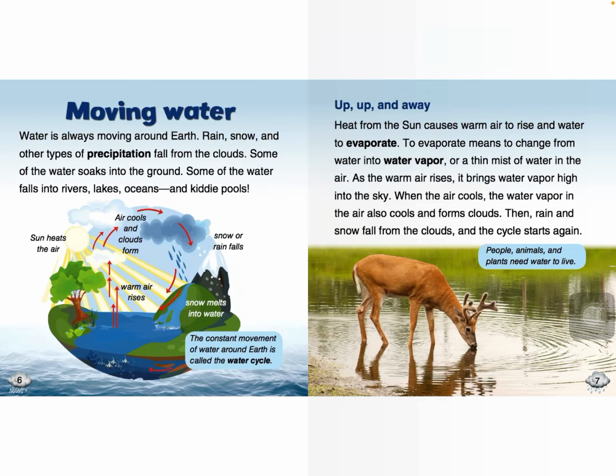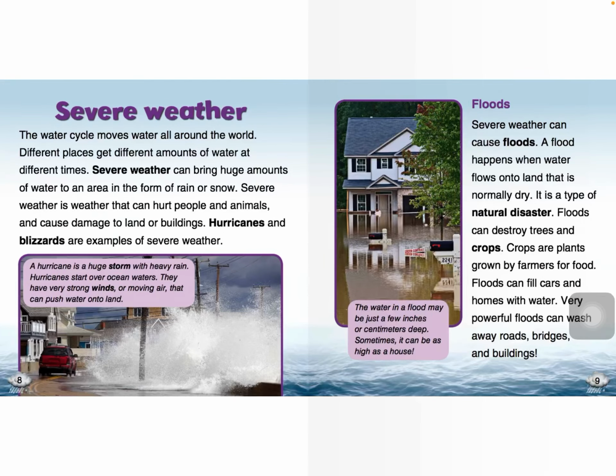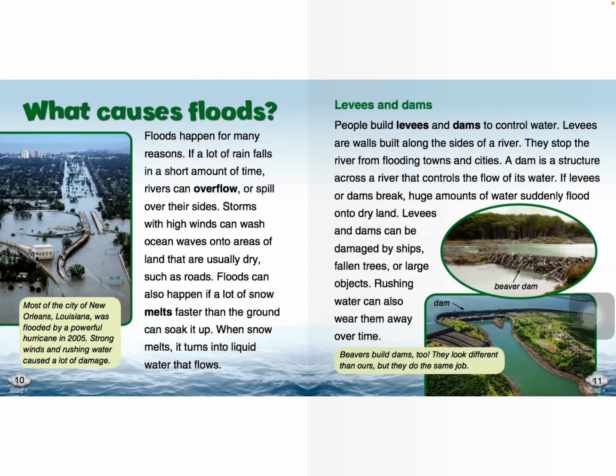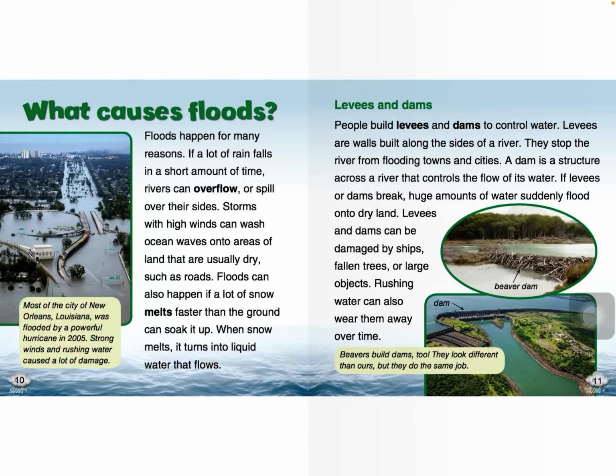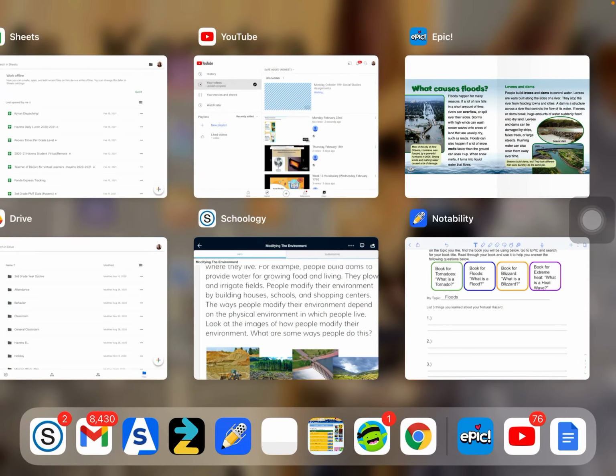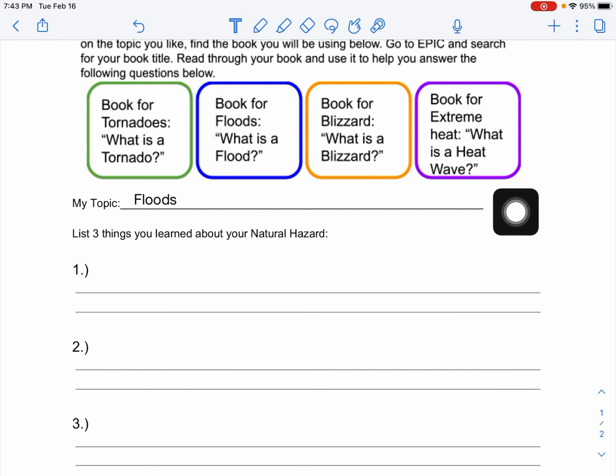There's lots of great information on what causes floods, why is it severe weather. Amazing information in these books. So I'm going to read through it. And I'm going to look at least 3 things that I have learned from this book or things that I have found interesting. So I'm looking at my top sentence here. People build levees and dams to control water. That would sound pretty interesting to me. Levees are walls built along the sides of the rivers. If that's what I really found interesting, I would go back to my paper here and I will write it in my spot number 1.